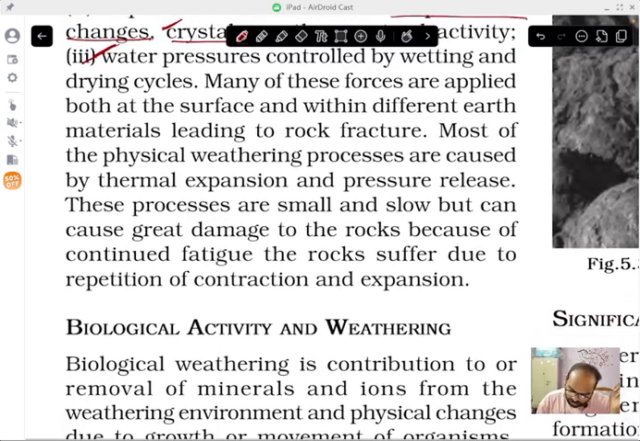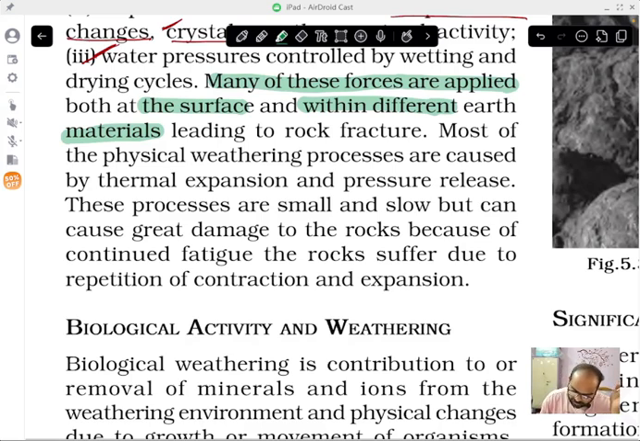See, many of these forces are applied both at the surface and within the different earth materials. Okay, if you take gravitational force, they act at the surface itself, and if we take expansion forces and water pressures, they exert their force within the material. Okay, the water seeps in within the material, expands, contracts, and then breaks it.